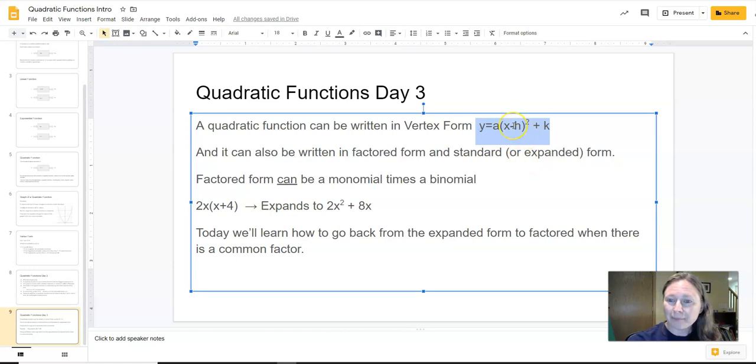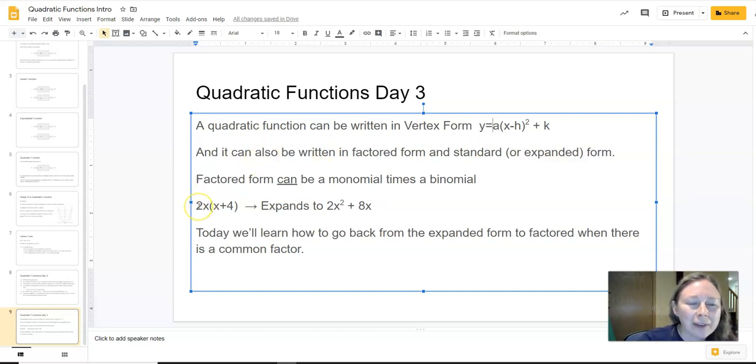And as you remember, the vertex of the parabola will be at (h, k), those coordinates, and a is sort of a scale factor that determines how tall or wide or up or down the parabola is. We also learned last time that you can write a quadratic function in factored form and what we call expanded form, which is also known as standard form. So it doesn't always look like vertex form, and these different forms also hold different clues to what the quadratic function does in different contexts.